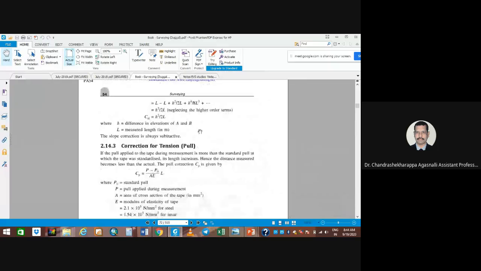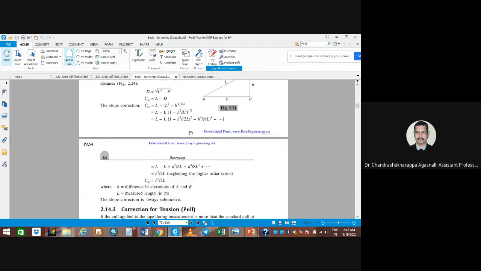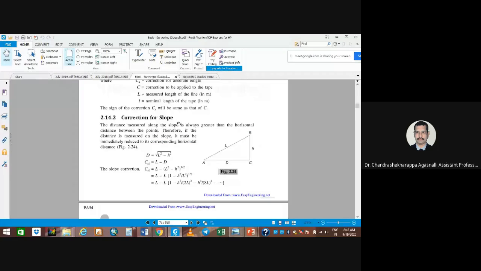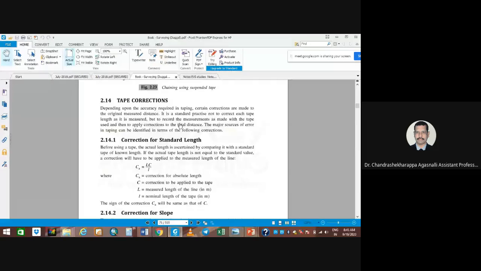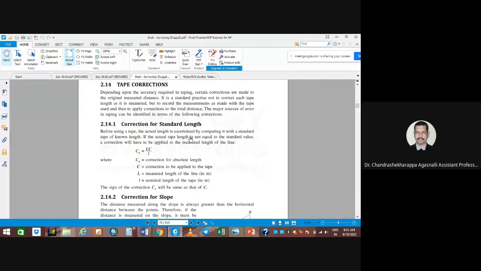Here is the correction for tension. I mean tension in the sense of pulling the chain, or it may be a tape. So in the last class, correction for the slopes, it's in the right angles, correction for standard length, tape corrections. These are all the corrections for standard length. Before using the tape, the actual length is sometimes compared with the standard tape. It's known as a length.